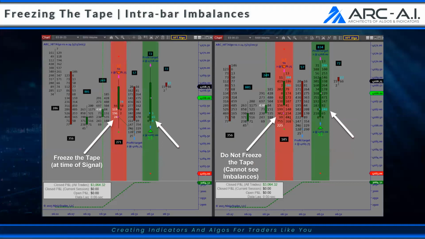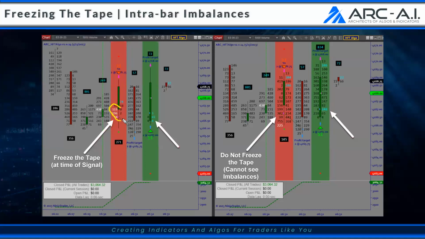But we talked about freezing the tape. Freezing the tape really matters on these stacked imbalances. That's when it really matters, because what's happening here is you've got aggression in the print. The bar is going up and down, and you might have stacked aggression on one side, but then it disappears because price comes back up and trades back into it. So does that make that initial signal invalid?